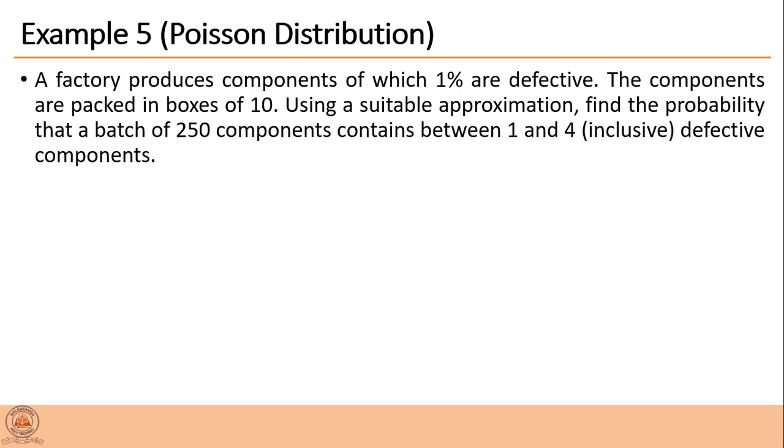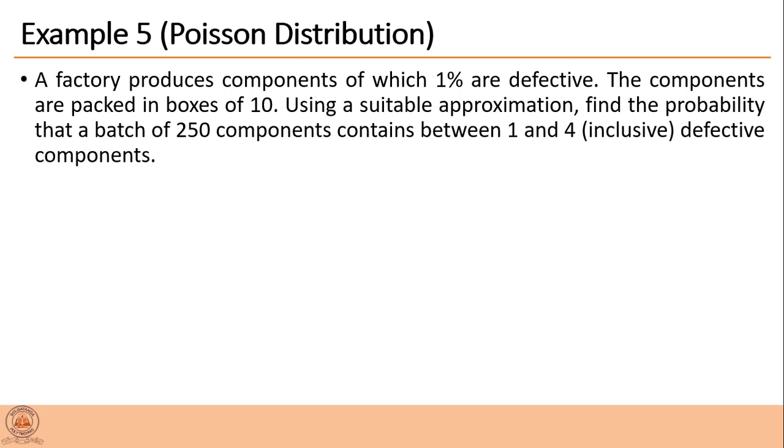Let's look at example number 5 on the same Poisson distribution. A factory produces components of which 1% are defective. The components are packed in boxes of 10. Using a suitable approximation, find the probability that a batch of 250 components contains between 1 and 4 inclusive defective components. Now, if you look at this carefully, this would have been a binomial case, but then we can use the Poisson distribution to approximate the binomial distribution.